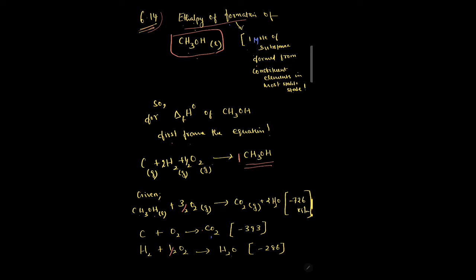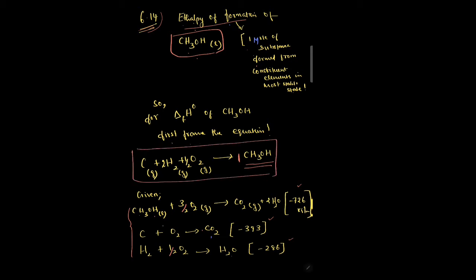So we will balance it in such a way that we get 1 CH3OH, after which we write down all the 3 equations that are given, and then the delta H that is given for each equation. Now the aim of our question is to get this equation from these 3 equations.